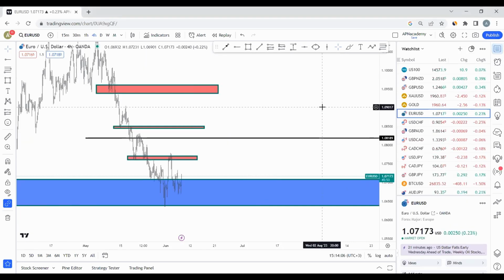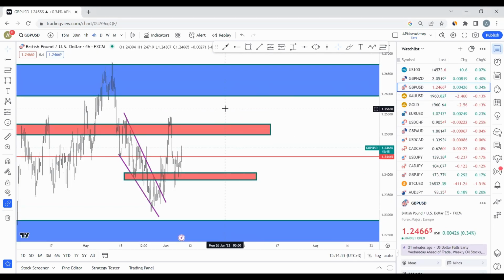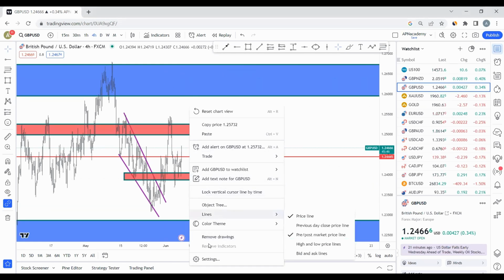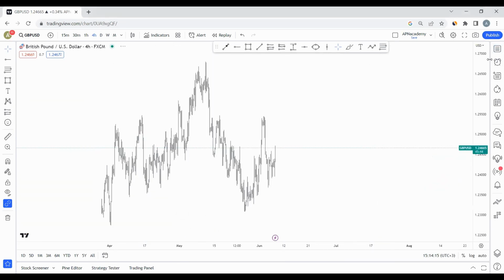Now, the next trade that I would like us to go through is GBP USD, right? Oh, sorry, I already had setups on this. Actually, we already have a buy there. Let's just go through it afresh.